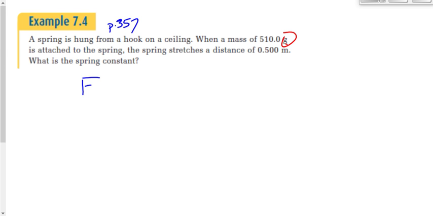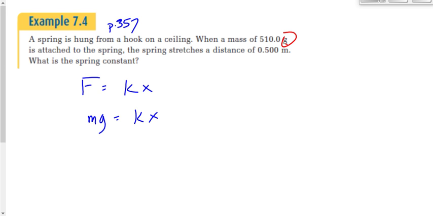What do we got here? Well, we know that F is equal to, is it KX or negative KX? Do we have an applied force here or a force that's pulling it back to its equilibrium position? It's an applied force, right? What supplies the applied force? What's causing the applied force? It's the mass and gravity, right? So we're going to say the force is also equal to m times g. So mg is equal to k times x.